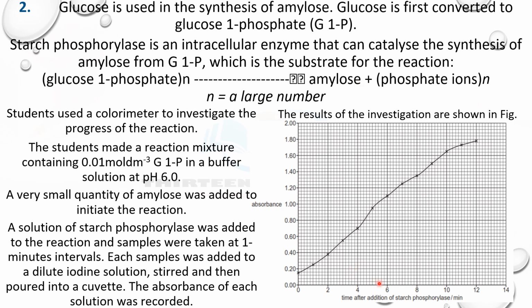You can see that, guys. This is time. Every 1 minute, they take a sample, pour it into a cuvette, and measure it. You can see this absorbance. So with time, absorbance increases because more amylose or more starch is being formed. Can you see it's increasing? Why? We have more amylose. Because more amylose is being formed, more light wavelength is being absorbed. So we have a higher concentration of amylose. The more concentration we have, the more light wavelength is absorbed.